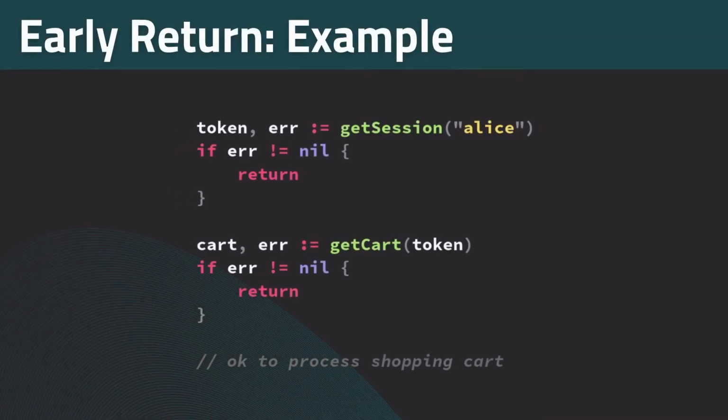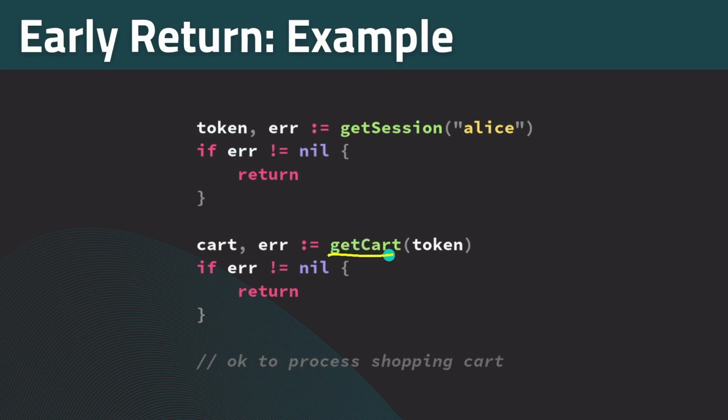Let's take a look at an example. Here we have a getSession function, and it returns a session token or an error. The first thing we want to do is use if to check the error. So if the error is not nil, remember that nil is nothing. So if it's not nothing, meaning we do have some kind of error, then we'll return immediately out of the function. That's because this token will not be valid because some kind of error occurred.